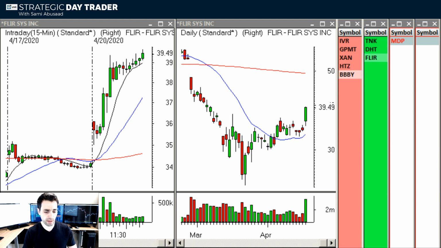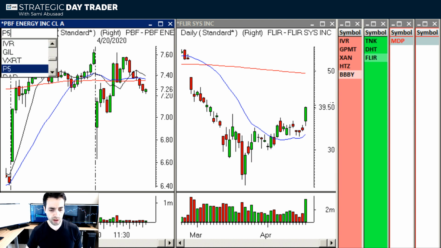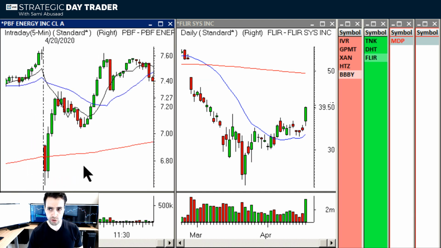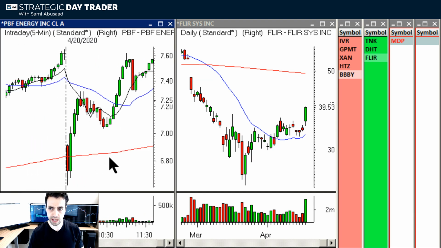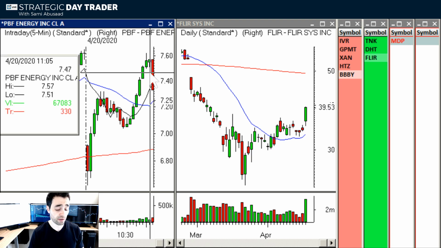Can you explain the PBF? Yeah, it was a climactic move up on the PBF. A climactic move up with a doji reversal bar. Was it at 11? Yeah, right here. Under 51, I think it was the number. Yeah, 751.